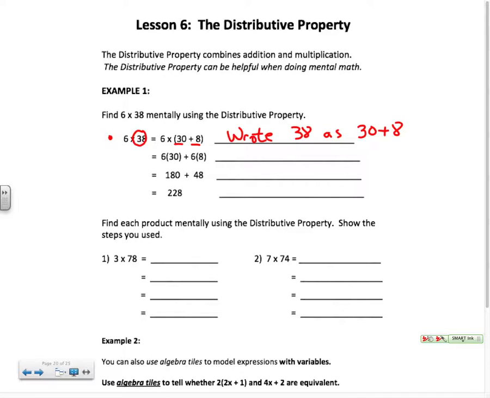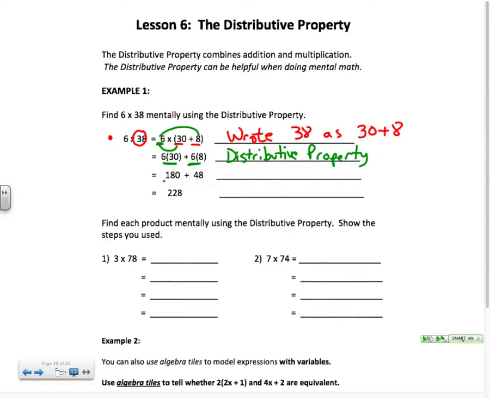My next step, I am going to use the distributive property because I'm going to take the 6 that's on the outside of this parentheses, and I'm going to take the 6 times the 30, which I'm showing you here, and I'm also going to take the 6 times the 8, which I'm showing you here. So that's where we've just used the distributive property. So now I can look at this as two separate problems.